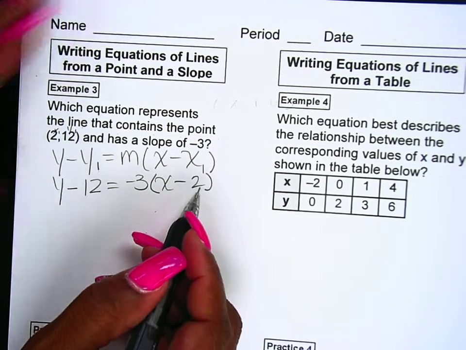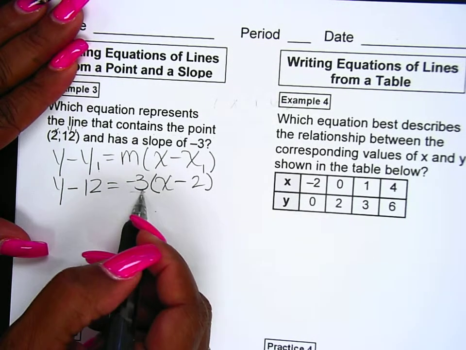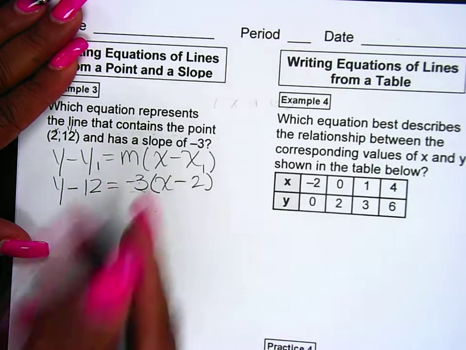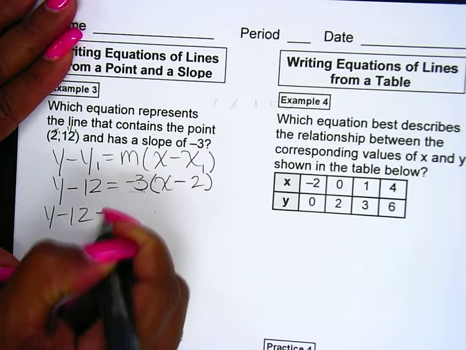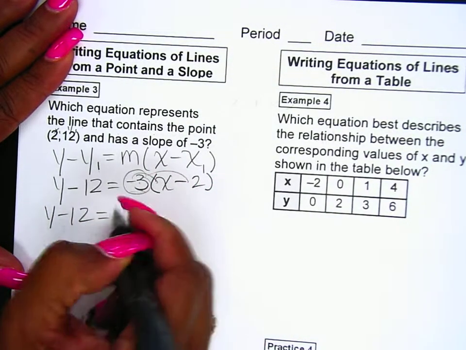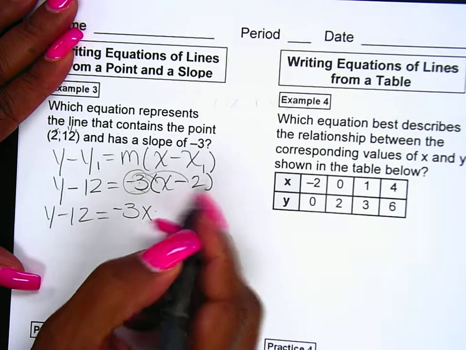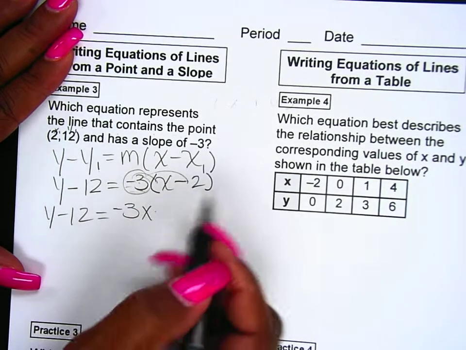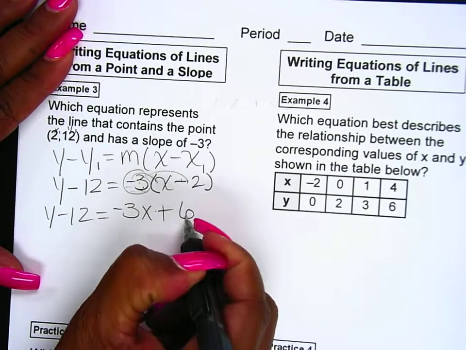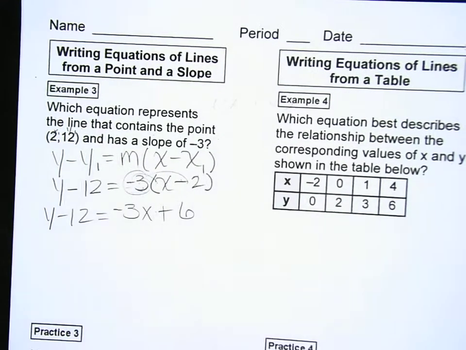Yes, we distribute the -3, or we actually get rid of the parentheses by using the distributive property. In this case, it's -3. So we're going to say y minus 12, apply the distributive property to -3 and x minus 2. So we get -3x, and negative times negative is a positive. 3 times 2 is 6. Bam.